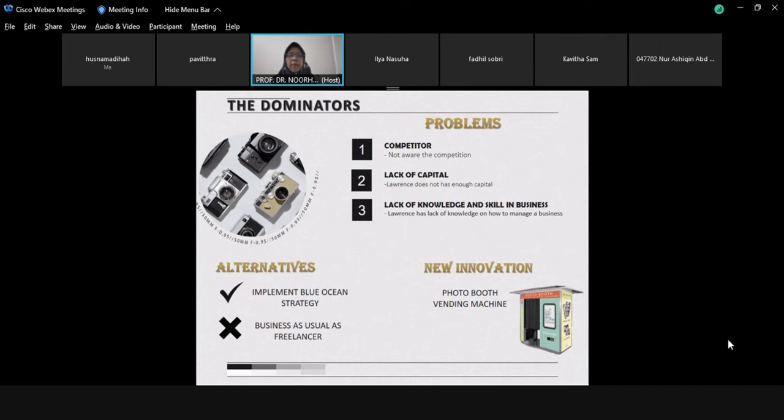Okay. Next is for the alternative. First is Lawrence can implement a blue ocean strategy, or he can business as usual as freelancer, but he cannot generate income for his family and to open up the stores. Okay, next carry on. New innovations that our group discussed is Lawrence can innovate the photo booth vending machine. Since I acknowledge it in KTCC, there's no store have a photo booth vending machine. Okay, let's see next slide.